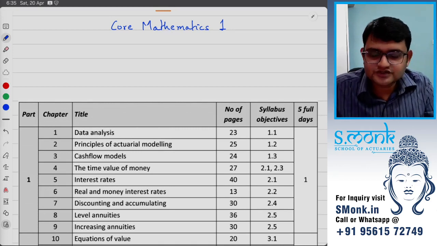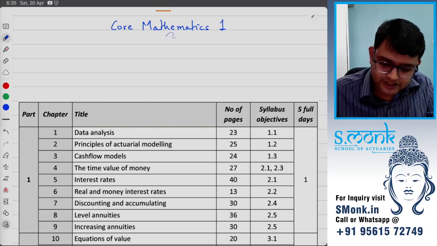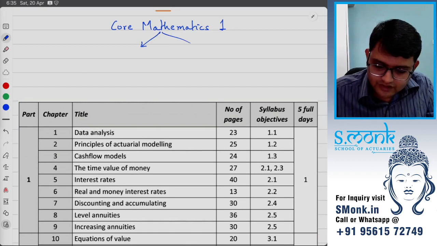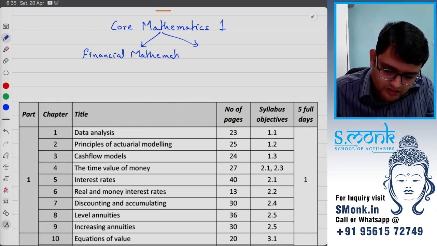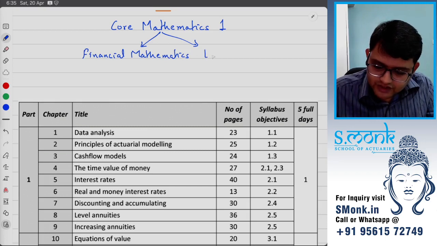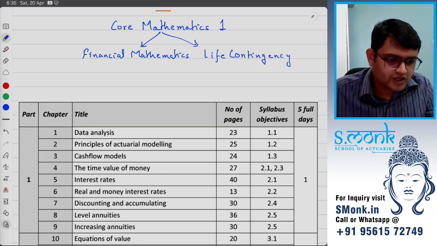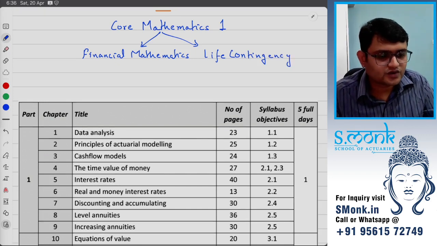Now core mathematics 1, CM1, is one of the first subjects that we study. It contains two parts. We have financial mathematics and we have life insurance. Call it life contingency. Okay. So the course is divided into these two parts.